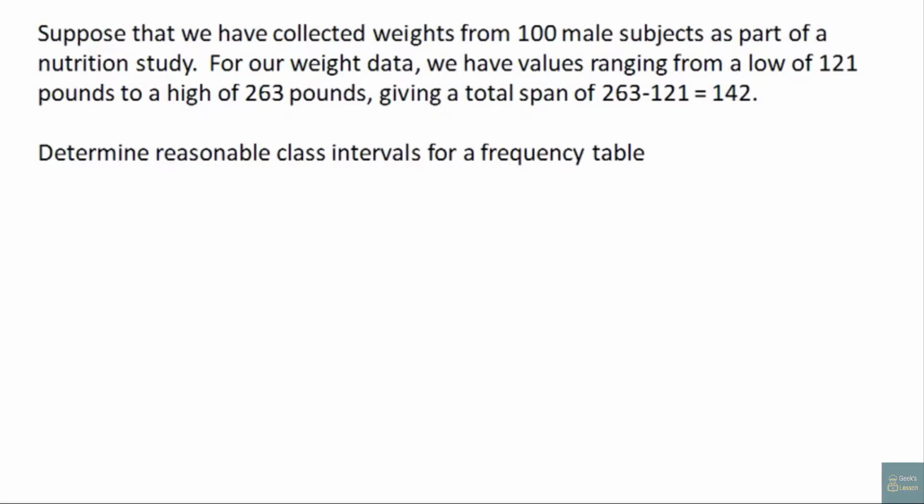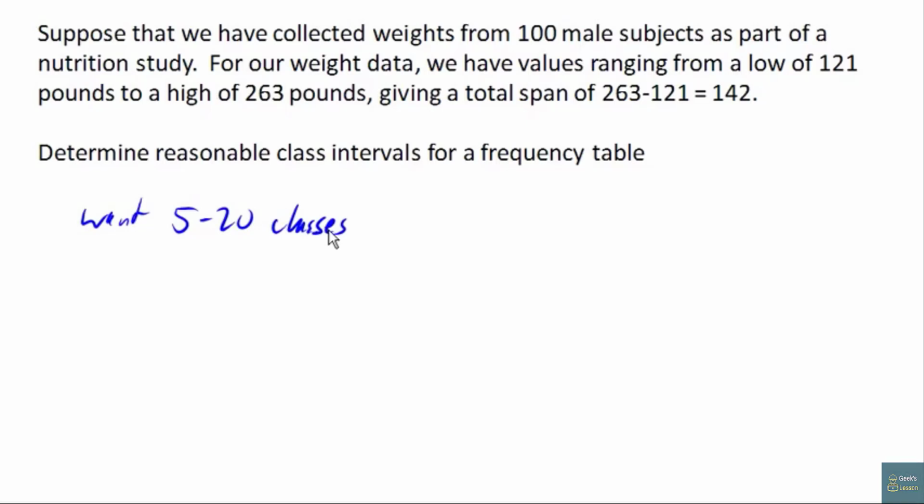And so what we're going to do is group the data into something called classes, or class intervals. And so this is going to be a range of values, and then we can create a frequency table based on the range of values. There are a lot of decisions we have to make here, one of which is how many classes we want to have. And usually we want somewhere in the range of 5 to 20 classes, or groupings, depending upon how much data we have or how big the data set is.